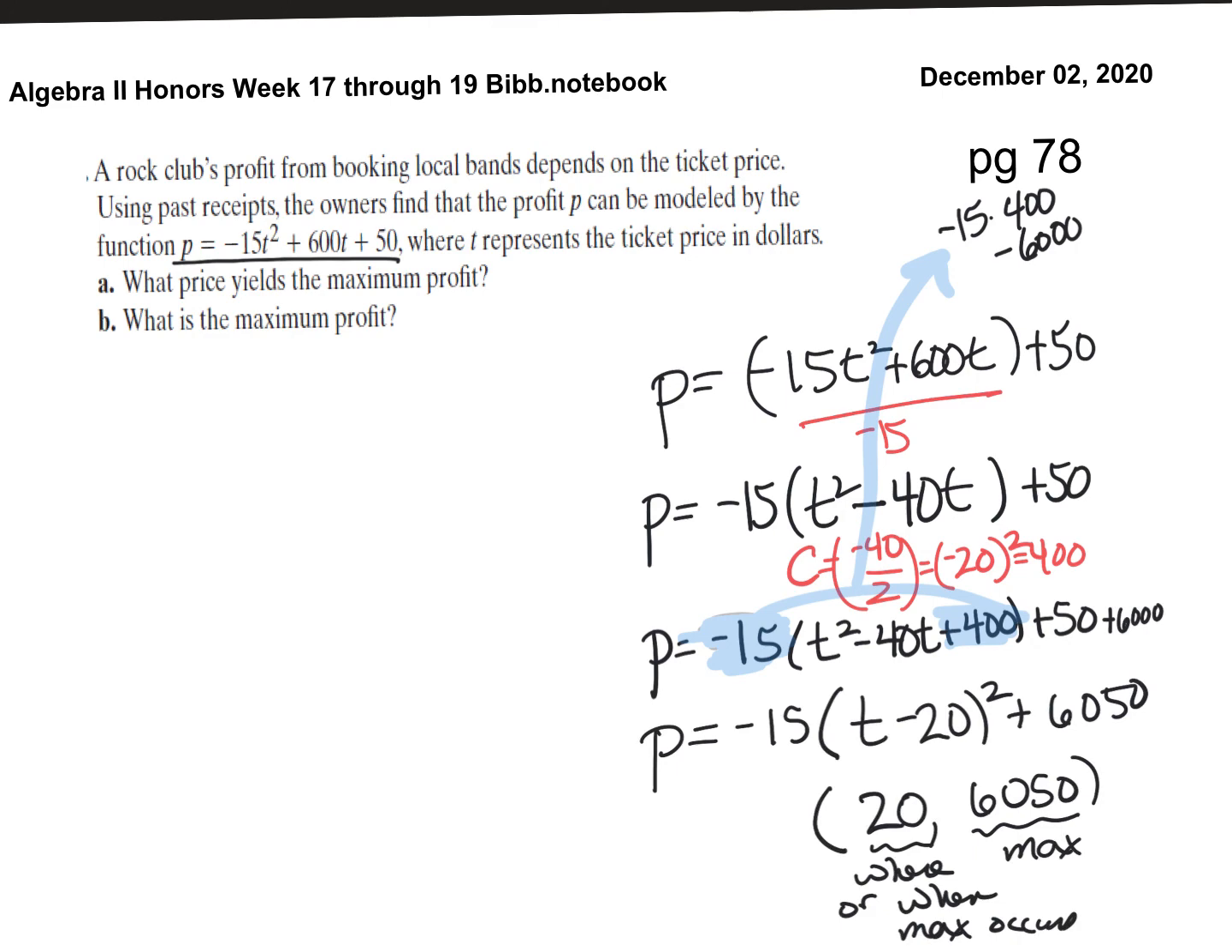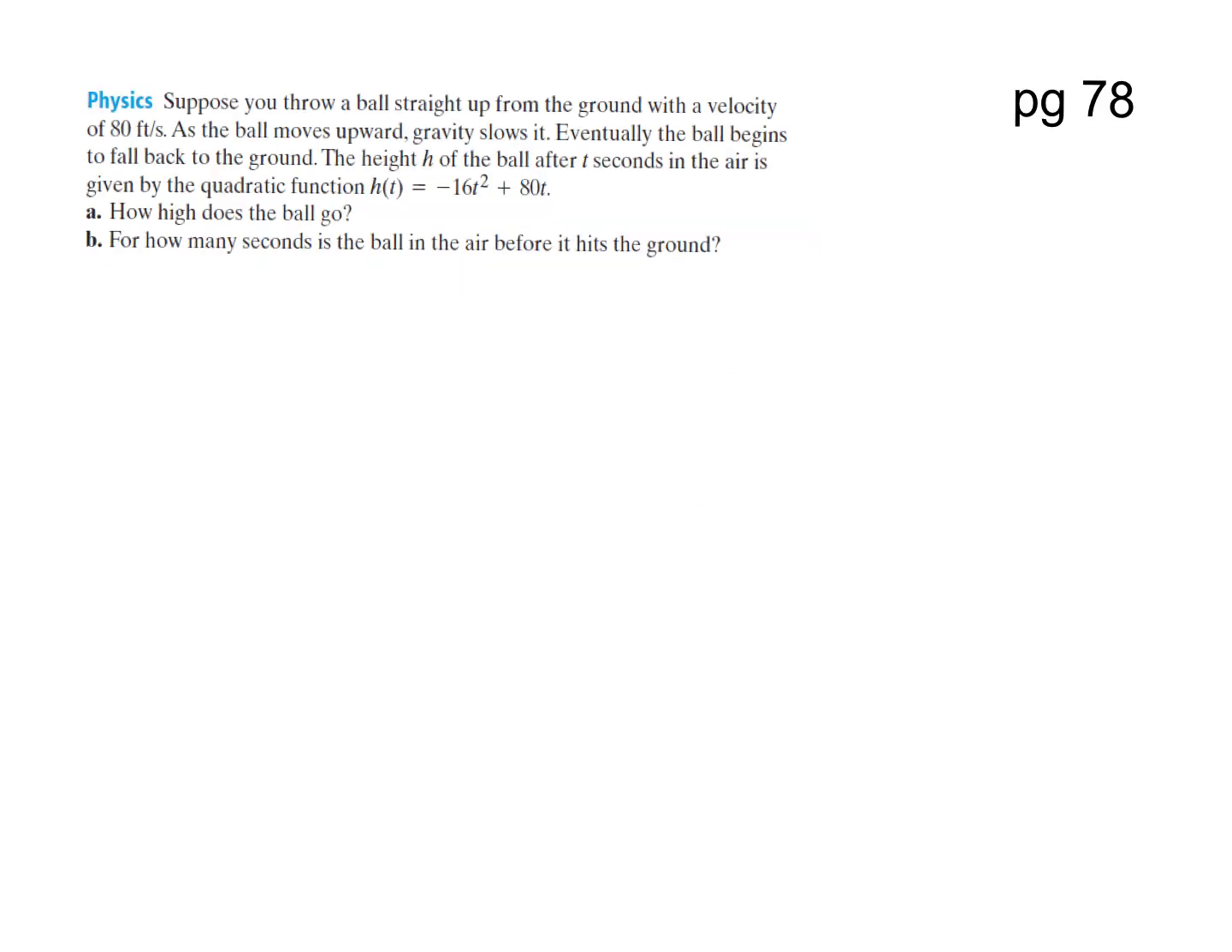What price yields the maximum profit? That would be $20 per ticket. So that's the price that yields the maximum profit. What is the maximum profit? $6,050 is the maximum profit. So we could have found that by doing x equals negative b over 2a, and it might be just as fast to do that, but now you know two ways that you could find those answers to a and b.